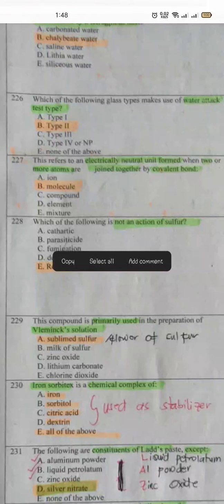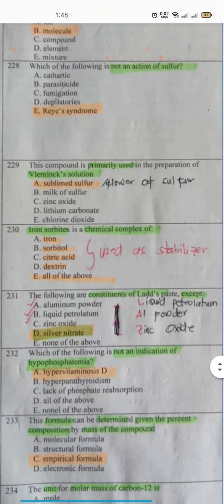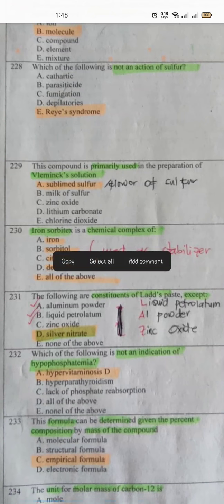Number 229. This compound is primarily used in the preparation of Fleming's solution. That is your sublimed sulfur, or also known as your flower of sulfur. This is used in the preparation of sulfurated lime solution or your Fleming solution. So, your Fleming solution is also known as your sulfurated lime solution. And this is primarily used in the treatment of scabicide.